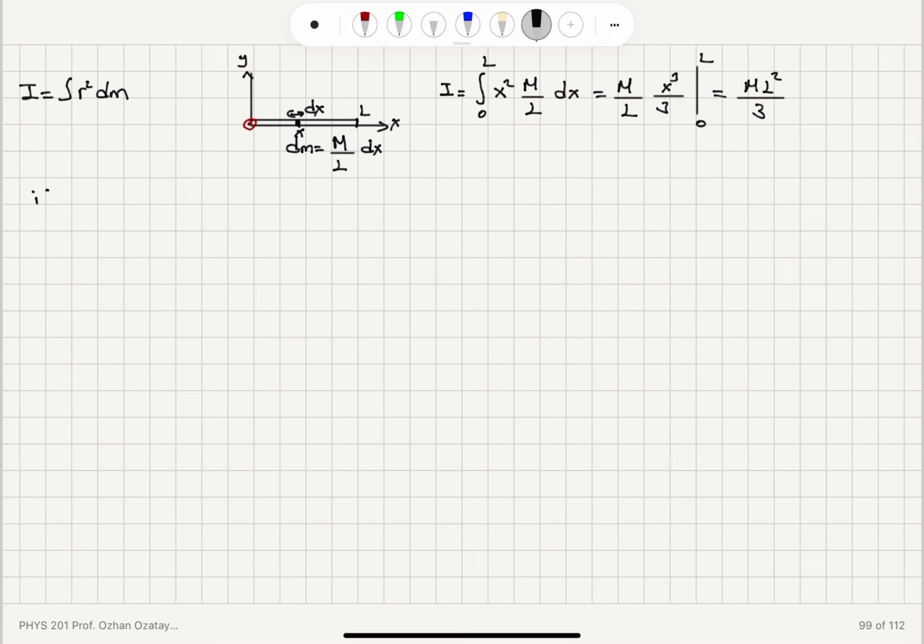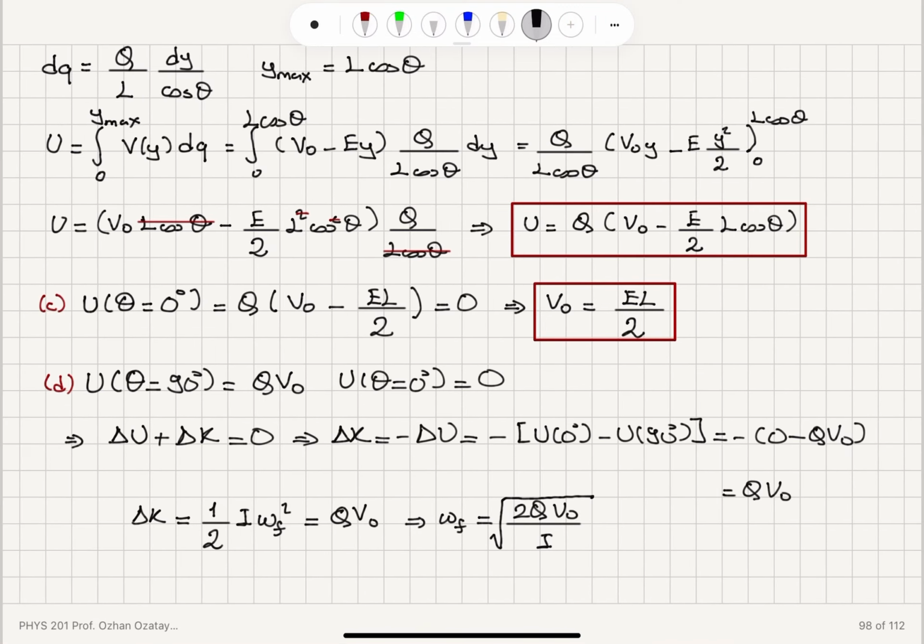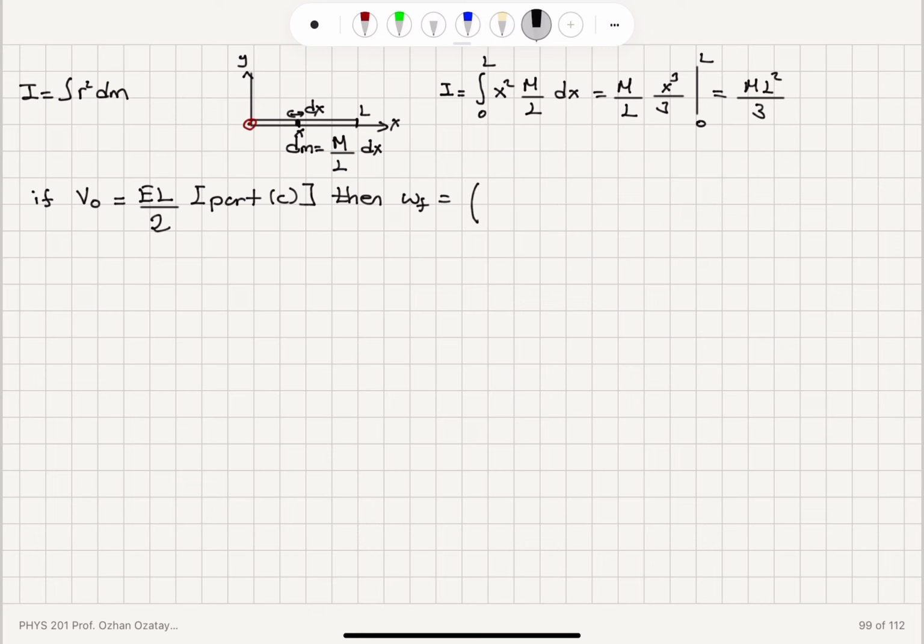Now, if I note that in part C, I have found V0 to be E L over 2 for zero potential energy at 0 degrees. This is from part C. Then I can write my final angular speed, omega final, square root 2QV0 over I. So I have 2 capital Q. For V0, I substitute EL over 2.